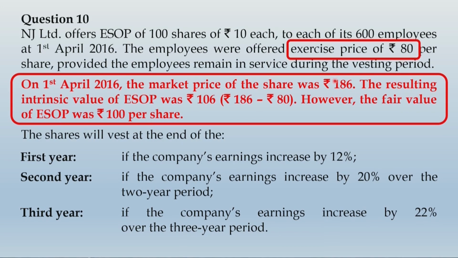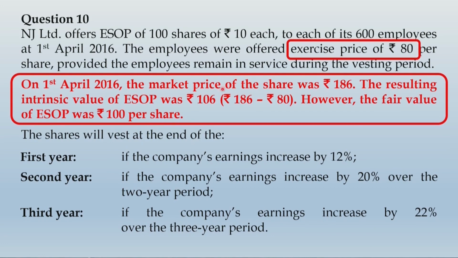So one may believe that the intrinsic value of this is 106 and therefore might consider the value of option as 106. But friends, I told you this should not be the right criteria. Fair value of the option, that is fair value of the ESOP, is given to you as 100. So you will not consider this 106, you will just consider the fair value of the option, that is rupees 100. That is one important thing that you should consider.